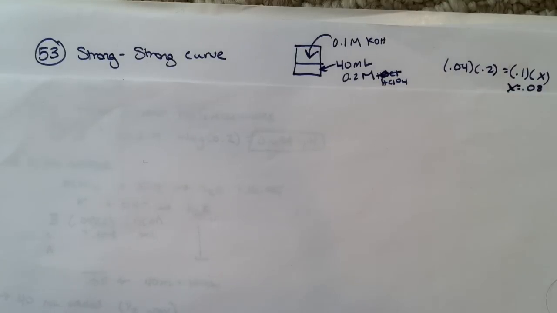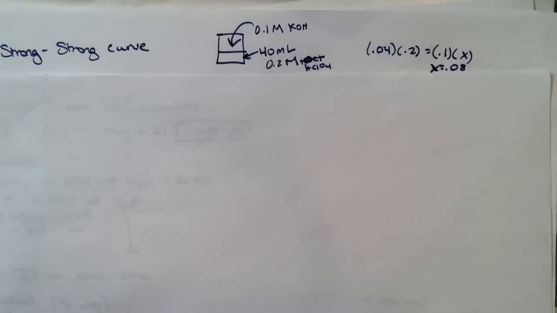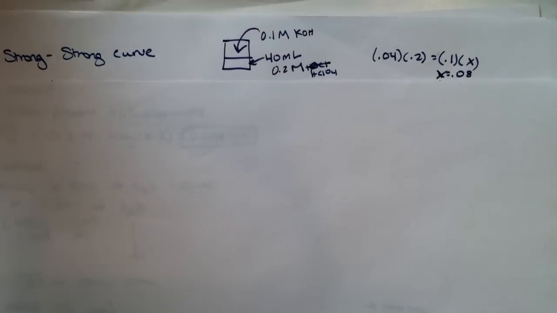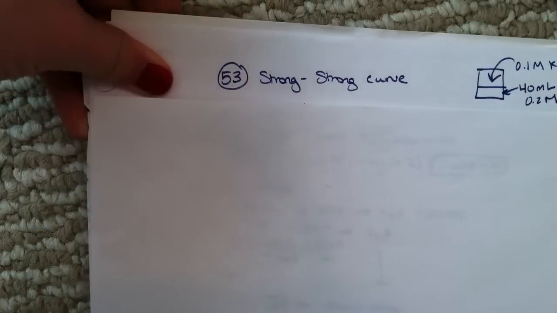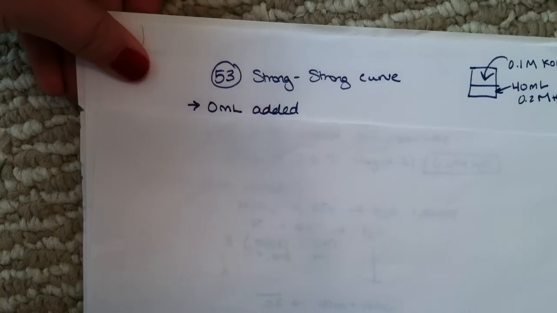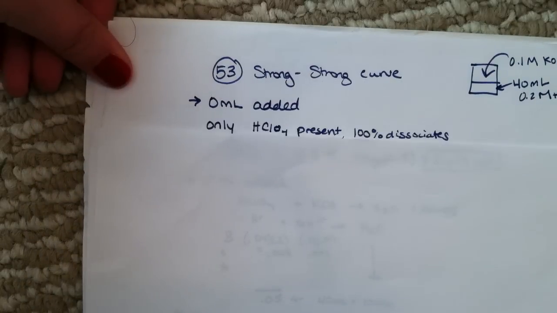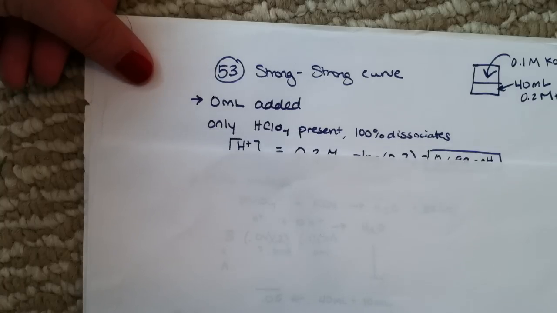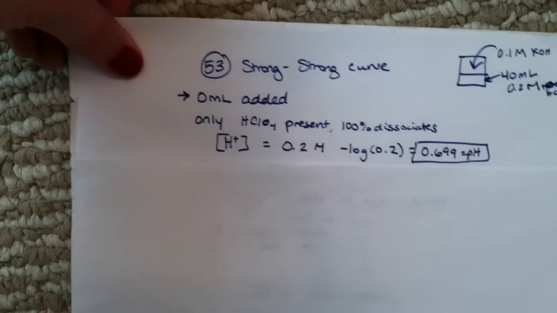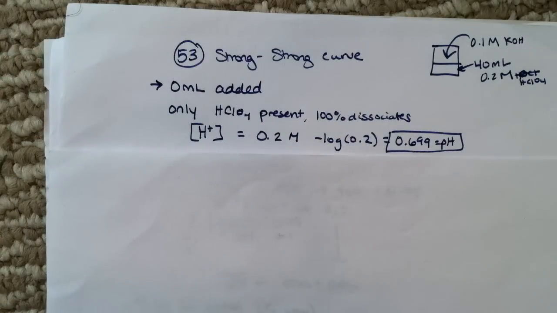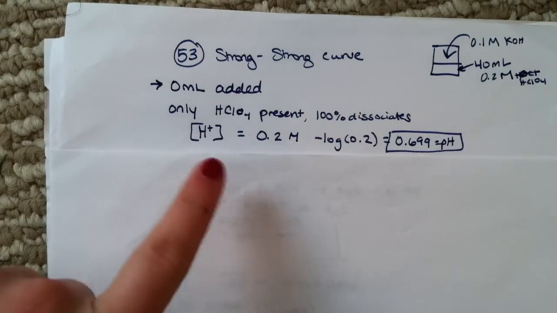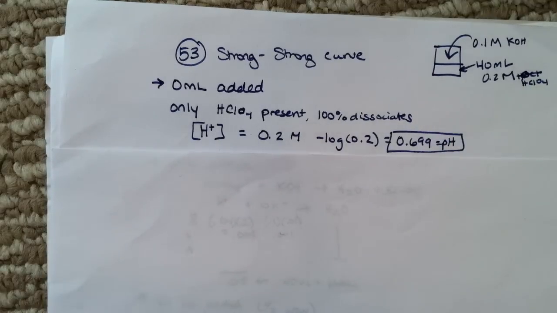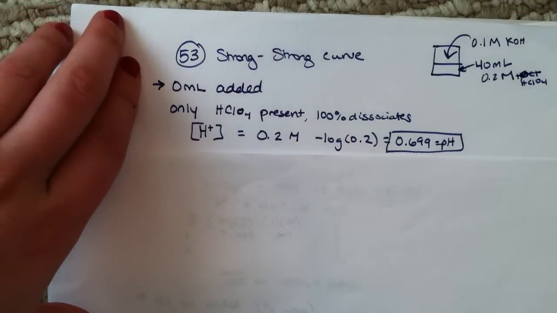Okay, so I know that the equivalence point is going to happen when I have added 80 milliliters of the base. So now I'm ready to begin. It says, what is the pH when you've added 0 milliliters? So it's only HClO4 present. We can assume 100% dissociation, and we're going to have 0.2 molar because it was 0.2 molar in the beaker. And the negative log of 0.2 is 0.699, which is the pH.